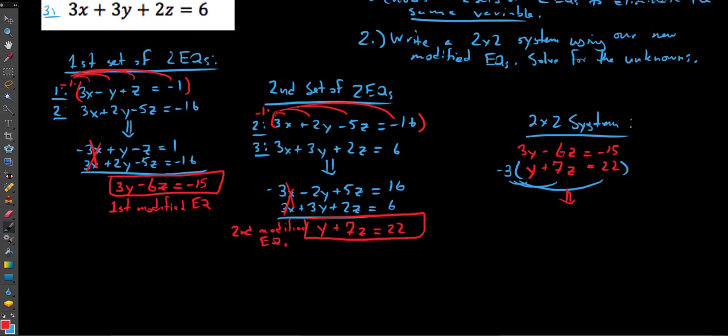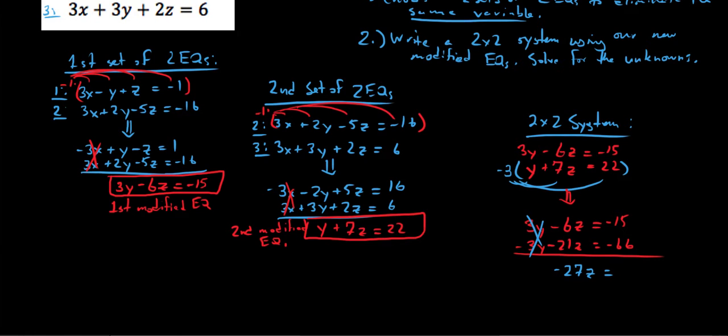So we're going to rewrite our system. Again, we have 3y minus 6z equals -15. And down here we have -3y plus 7z. So, no, sorry, we're scaling this. So -3y, -3 times +7 is -21z, and -3 times +22 is -66. So when we work with this here, again, we're solving this using an elimination method. I notice that I have -27z left over here.